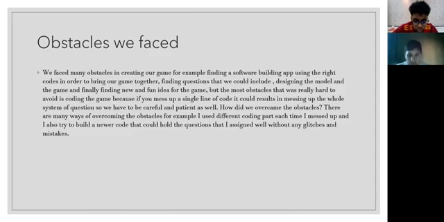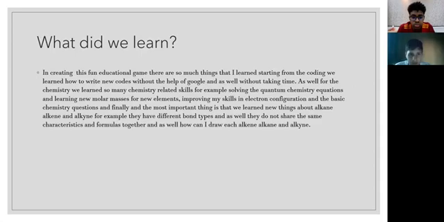And how did we overcome these obstacles? There are so many ways of overcoming the obstacles that we faced. For example, I used different coding parts each time I messed up in the code. I also tried to build newer code so it could hold the questions that I assigned well, without any glitches and mistakes. So for now, we'll talk with Omar about what we learned.